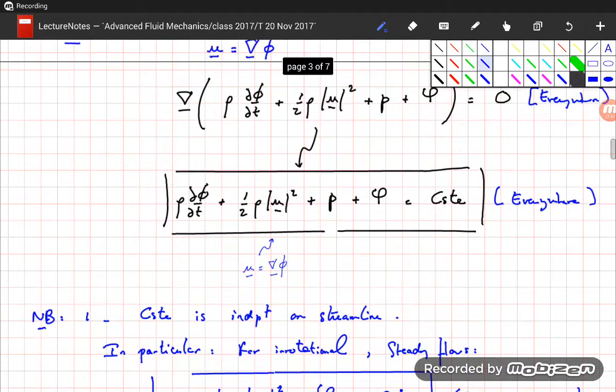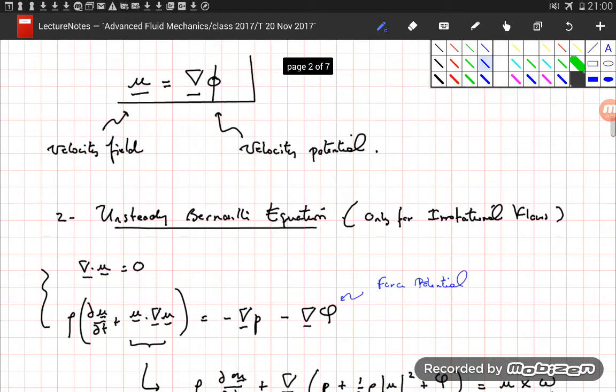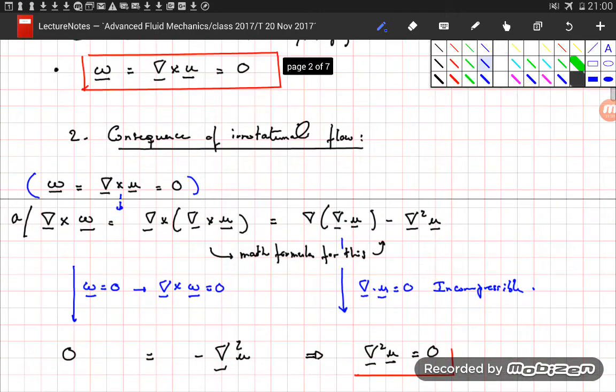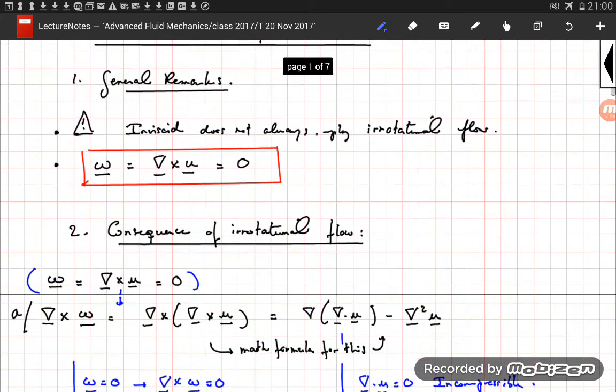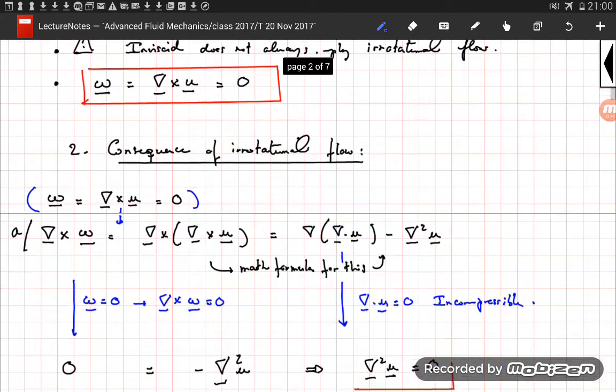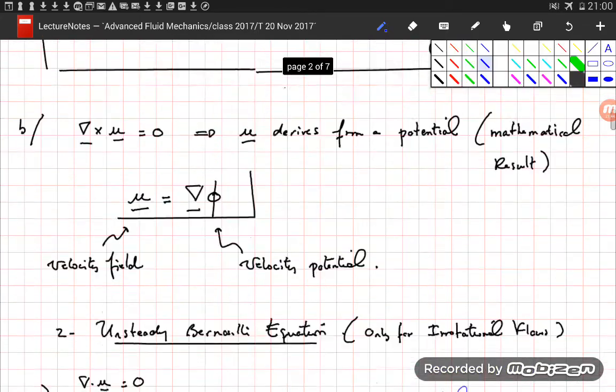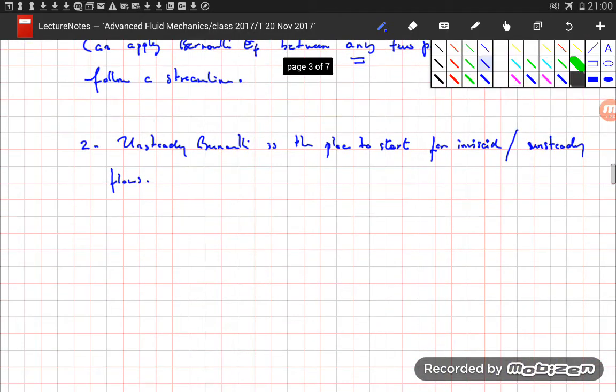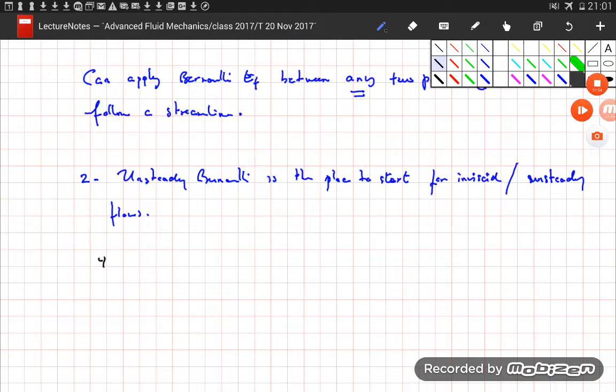Right, so we've discussed the unsteady Bernoulli equation. An important point now when we discuss irrotational flow is to note when we can actually assume that a flow is irrotational. So when is this assumption justified? We'll discuss that now. This is point 4. When can we assume irrotationality?